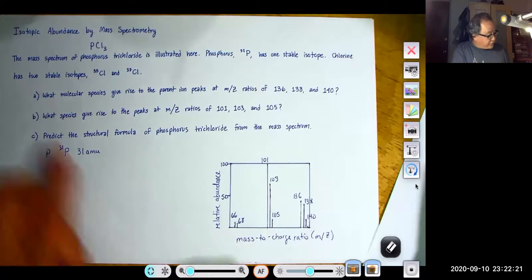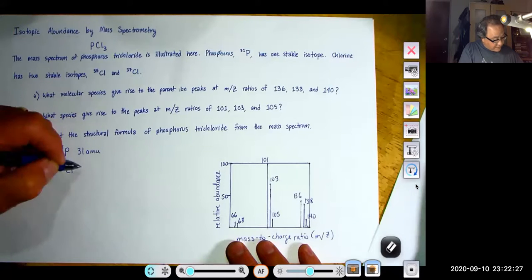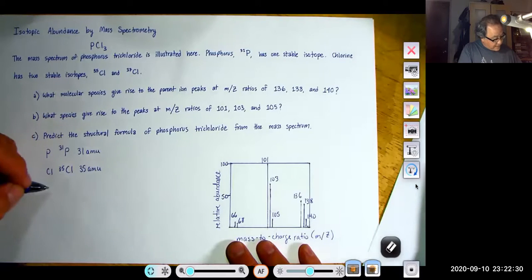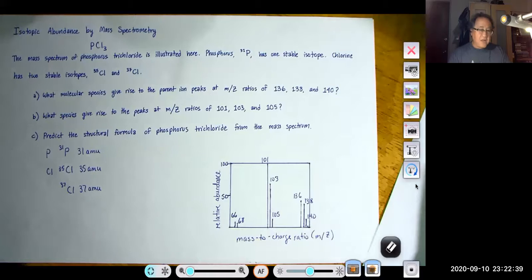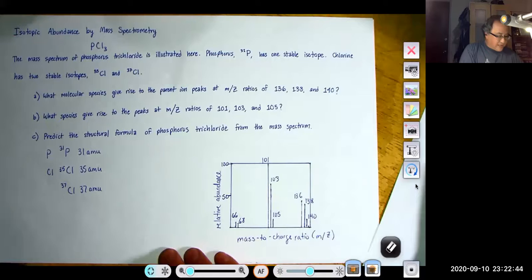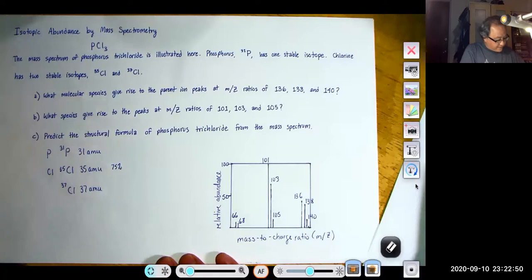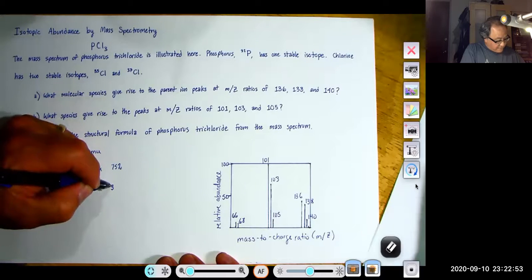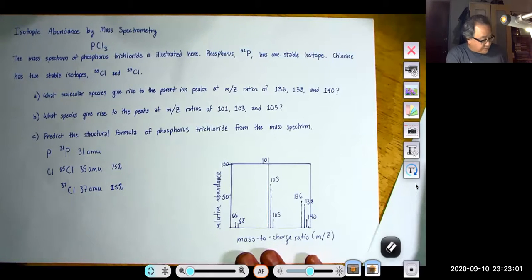Now, chlorine has 2 stable isotopes: chlorine 35, which weighs 35 AMU, and chlorine 37, which weighs 37 AMU. Now, it turns out that when we look at the ratios of 35 to 37, roughly it's about 75% chlorine 35 and about 25% chlorine 37, roughly. All right. Now, here's the mass spectrometry.